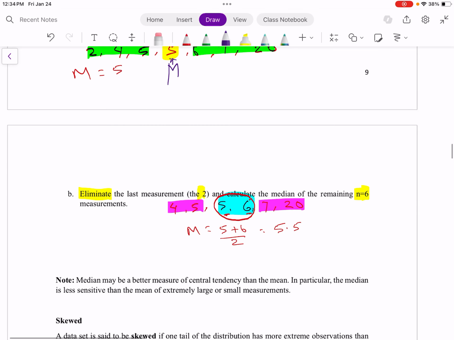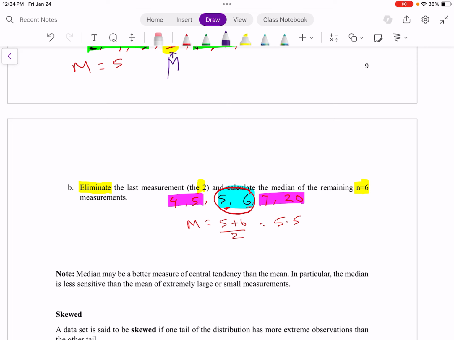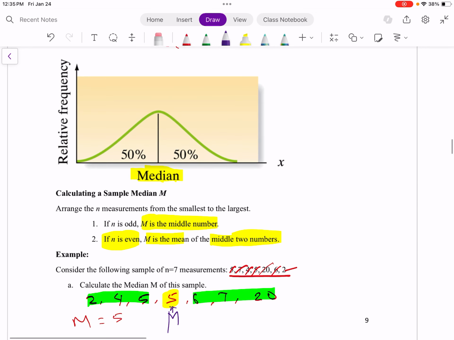In a similar way, here 5.5 is the median, somewhere in the middle. On the left of 5.5, we have 3 measurements. On the right of 5.5, we have 3 measurements. So the median always divides our data set into 2 equal parts. That's why we have 50% on the left and 50% on the right of the median. Now, is it the same for the mean? Does the mean divide our measurements into 2 equal parts?